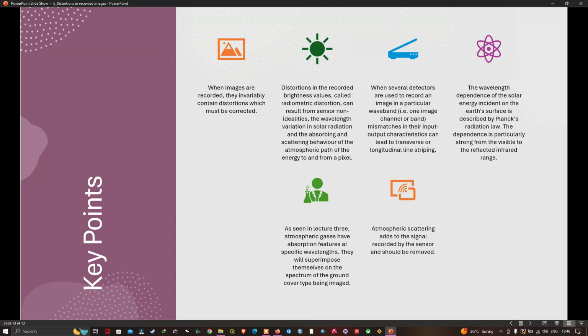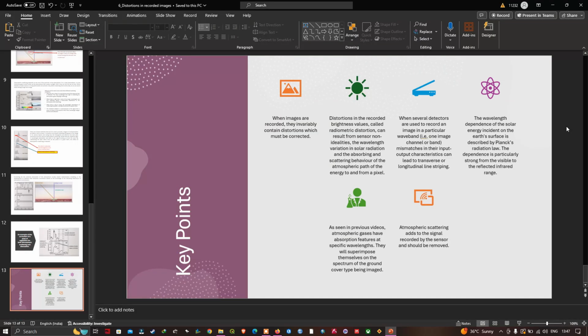The wavelength dependence of the solar energy incident on the Earth's surface is described by Planck's radiation law. The dependence is particularly strong from the visible to the reflected infrared region. As seen in the previous video, the atmospheric gases have absorption features at specific wavelengths. They will superimpose themselves on the spectrum of the ground cover type being imaged. And lastly, atmospheric scattering adds to the signal recorded by the sensor and should be removed.